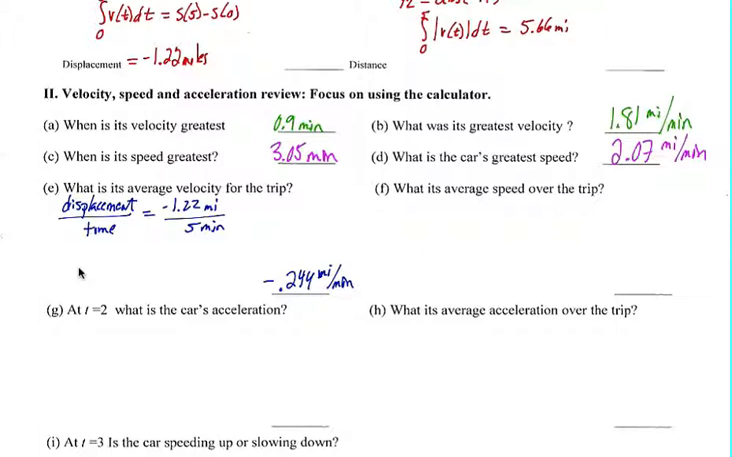The average speed, so average speed is distance over time, and that's going to be equal to 5.66 miles over the 5-minute interval, and that's going to give us an answer of 1.13 miles per minute.